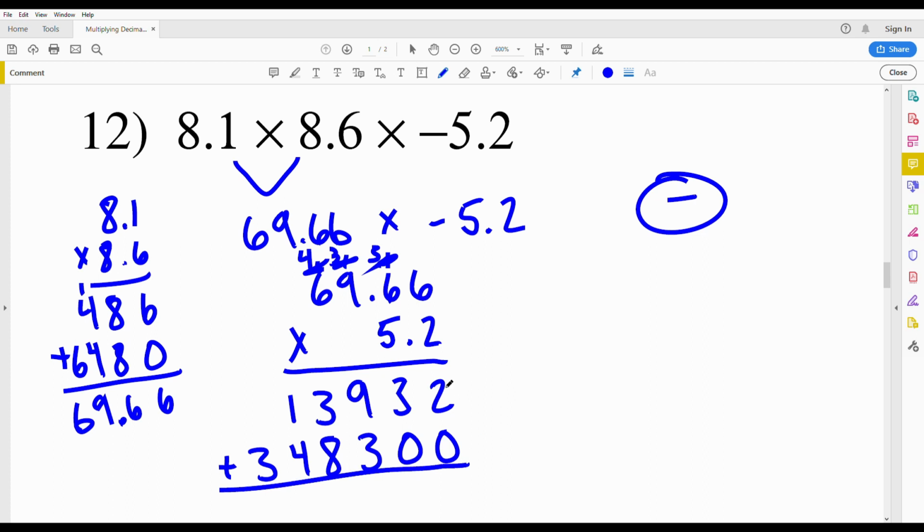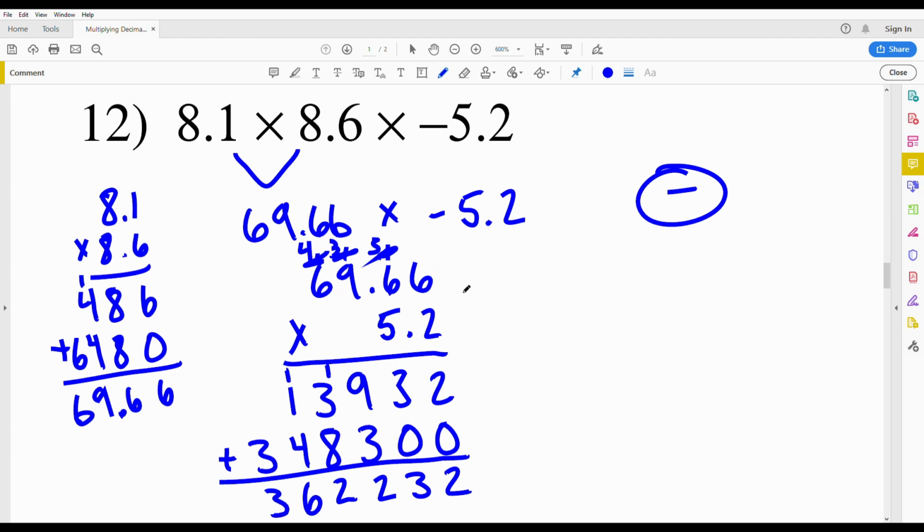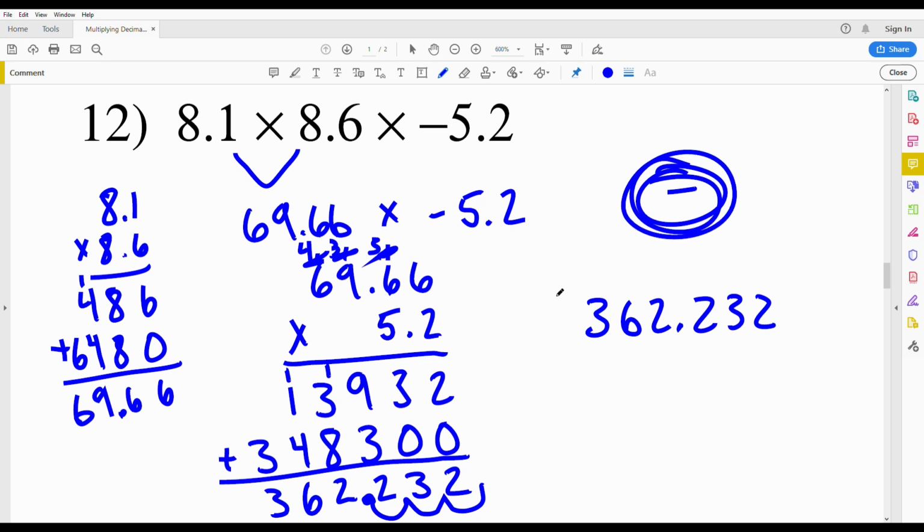So when I sum this up, 2 plus 0 is 2, 3 plus 0 is 3, 9 plus 3 is 12, carry the 1, 1 plus 3 plus 8 is 12, carry the 1, 1 plus 1 plus 4 is 6, and then 3. And how many decimal places do I need to take into account? That's 1, 2, 3. So moving this over 3, 1, 2, 3, I'll get 362.232. 362 and 232 thousandths. But remember, it's negative, so I have negative 362.232 as my solution in number 12.